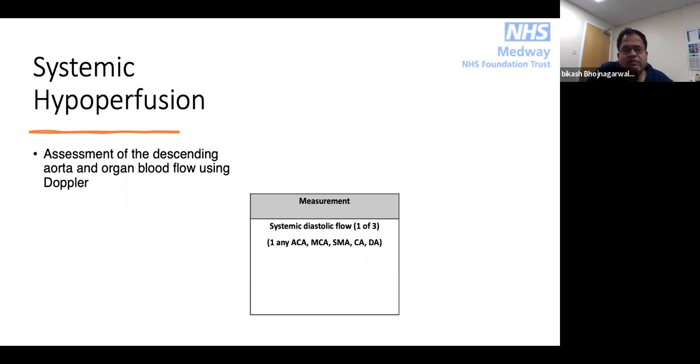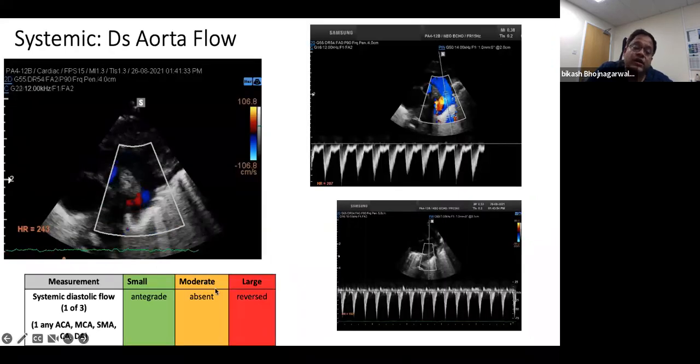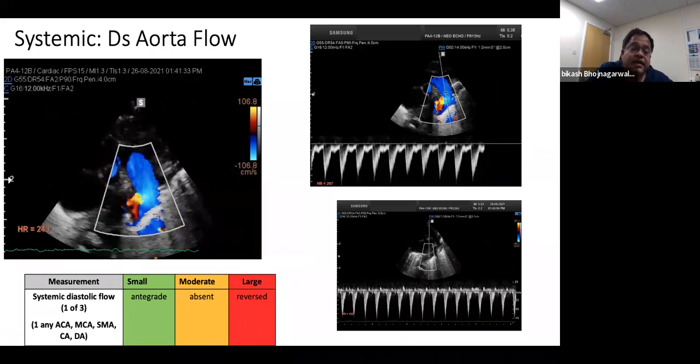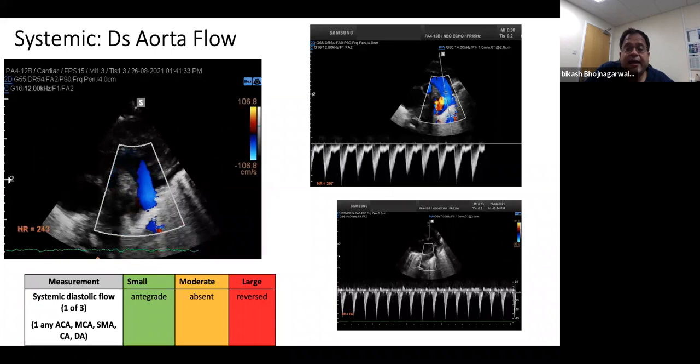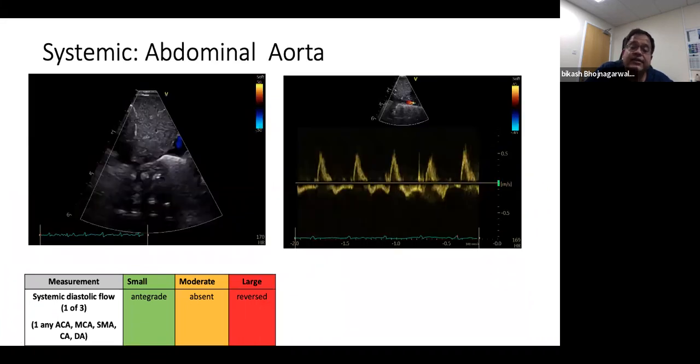Systemic hypoperfusion can be measured in various end organs, including your gut, with the SMA as well as the celiac artery, and in your brain with the anterior cerebral artery and middle cerebral artery, and in your descending aorta. Then it depends on what your flow is. If your flow is antegrade, then it is considered good. And if you have retrograde flow, then we start thinking whether there's a problem, and various scores have used retrograde flow.